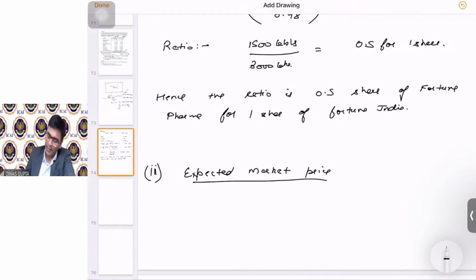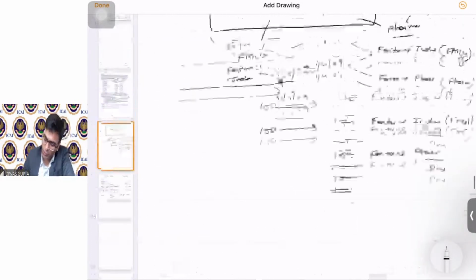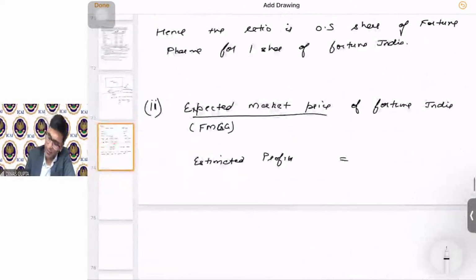So, the expected market price of Fortune India, which is an FMCG company, sorry, FMCG will be calculated how? Estimated profits come out to how much? It is given in the question, 11,400 lakhs, right? So this is actually 11,400. Then the number of shares, students, to calculate EPS.